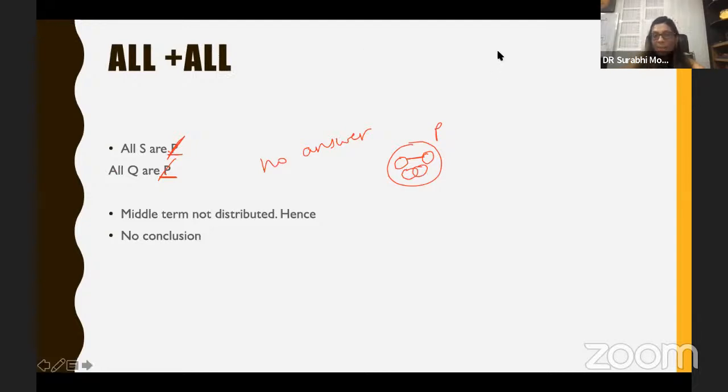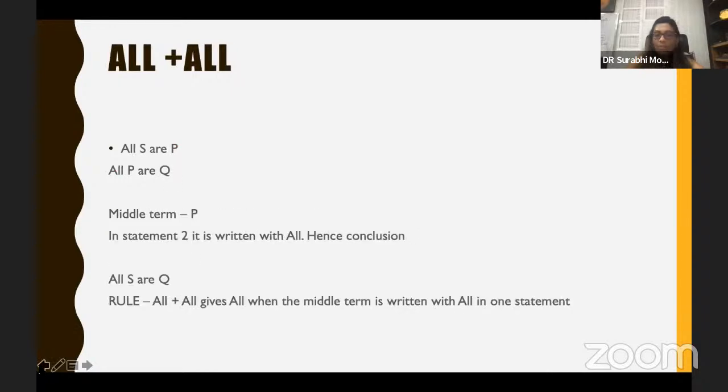So a quick recap. In all, there are 3 ways to work on the answer. If the middle term is distributed once, the answer will be all. Distributed once means in one statement it should be written with all.